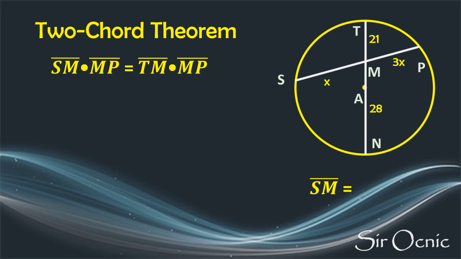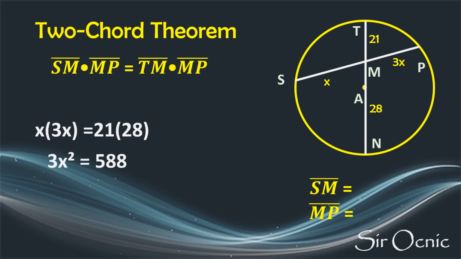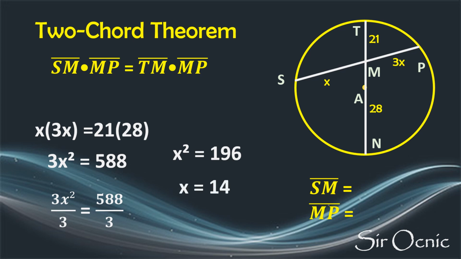Let us try to find the value of SM and the length of MP. By proper substitution, we will have x times 3x is equal to 21 times 28, which is equal to 3x squared is equal to 588. Dividing both sides by 3, we will arrive at x squared is equal to 196. Since we are asked to find the value of x, let us get the square root of both sides. And that is equal to x equals 14. That means that the measure of segment SM is equal to 14 units and the measure of segment MP is equal to 42 units.